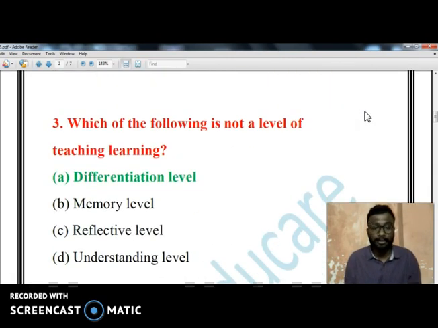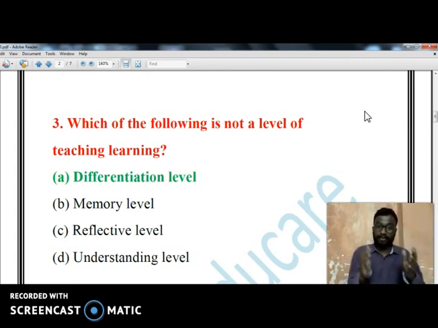Next question. Which of the following is not a level of teaching? Generally, we have three levels in the teaching learning process. One is the memory level, the second is the understanding level, and the third is the reflective level. The differentiation level is not a level that exists in teaching learning. There is no level concept called differentiation level in the teaching learning process. I hope you clearly understood.